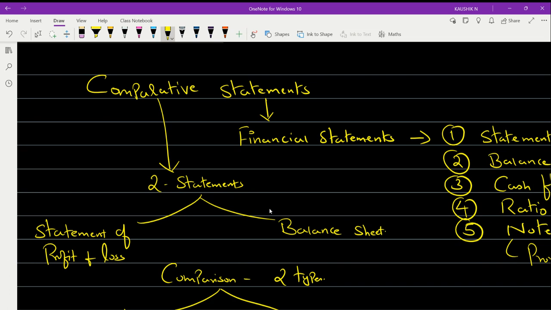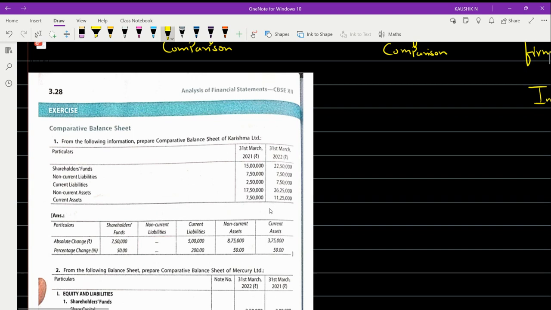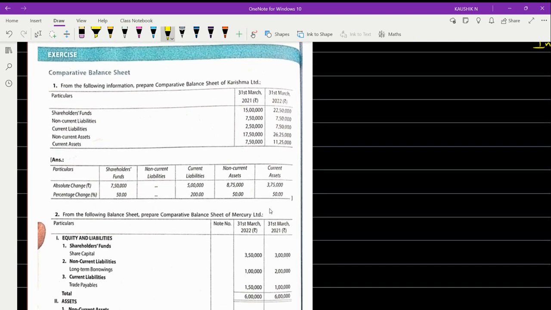So first we have learned today something called comparative statements. Let us take a problem from the textbook exercise and work it out, and then understand how to do this comparative statement. Clear? Okay, so here I've got a balance sheet. Comparative statement, balance sheet. The first type of problem is where we have to arrange the given items as per the order we have in the company's balance sheet.